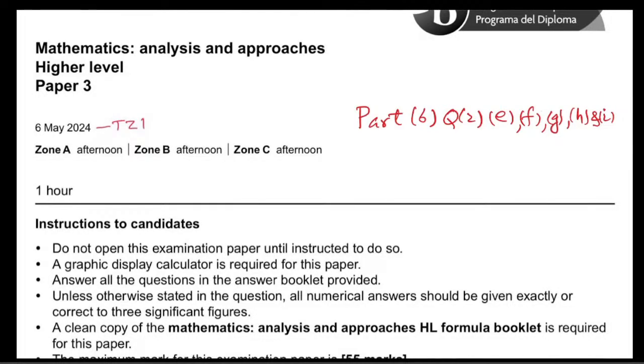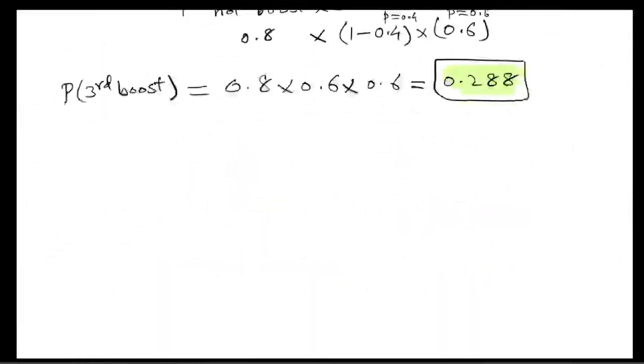Students, yesterday we did part 5 in which we solved question number 2 A, B, C, D, right? Today I'm going to explain part 6, which will be the last part of this question paper, paper 3, in which we are going to solve question number 2 E, F, G, H and I parts. Okay, so let us go there.